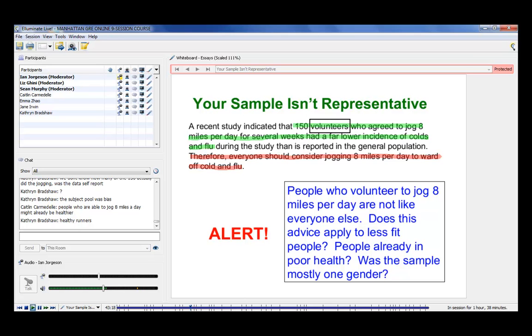Let's pause here for a second. Any questions? Does that idea make sense? Look for this issue where we're drawing a conclusion about everybody on the basis of a small or non-representative sample.